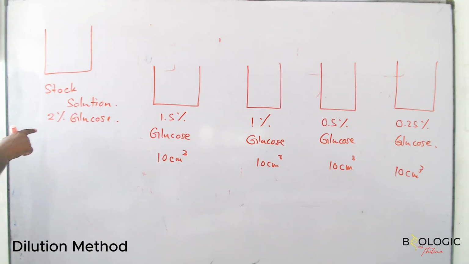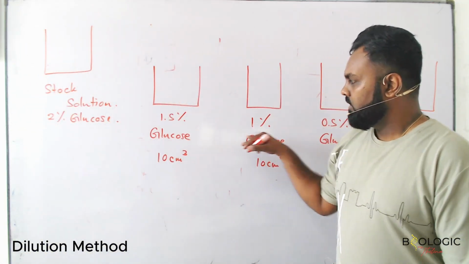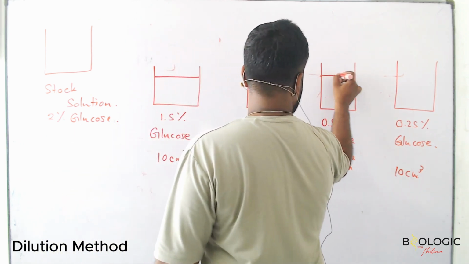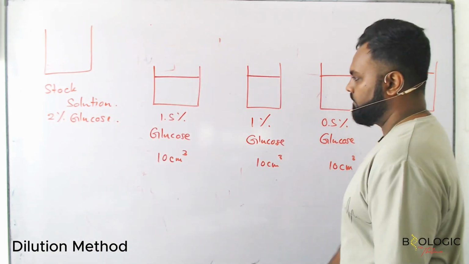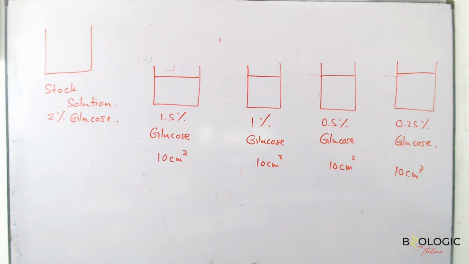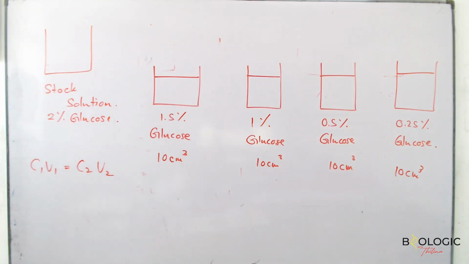Okay, so this is the stock solution. I am giving this one. Right? So let's draw this one first of all. These are the solutions you need to prepare. That is mentioned in the question. Then write down there C1 V1 equals to C2 V2, the equation.